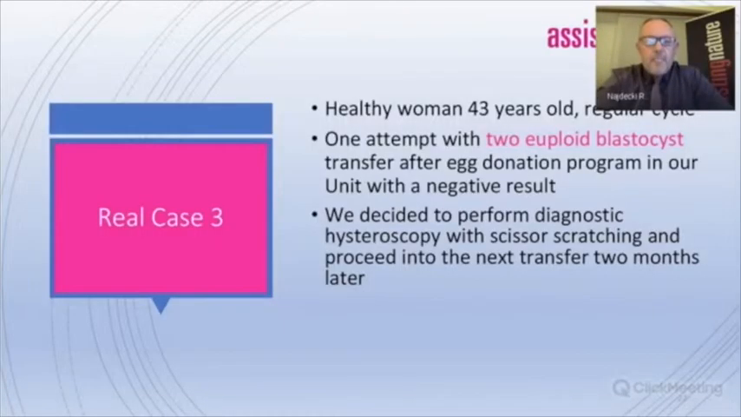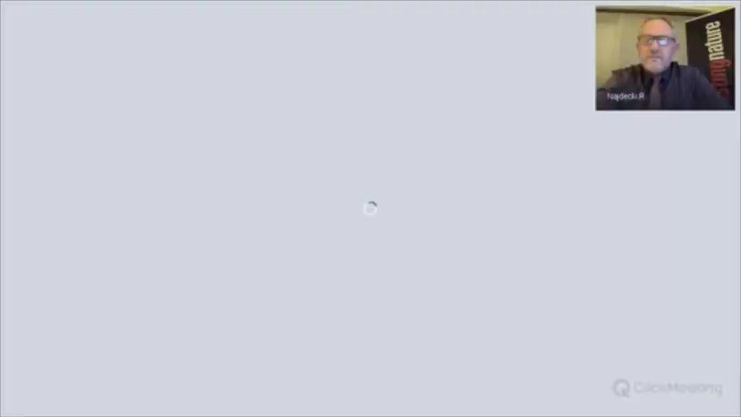Real case 3. A healthy woman, 33 years old, with a regular cycle. One attempt with 2 euploid blastocysts transfer after an egg donation program in our unit, with negative results. We decided to perform diagnostic hysteroscopy with scissor scratching and proceed to the next transfer 2 months later.